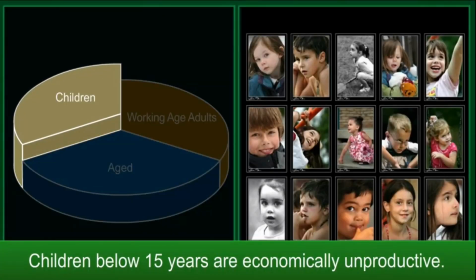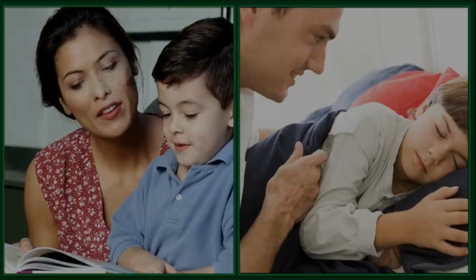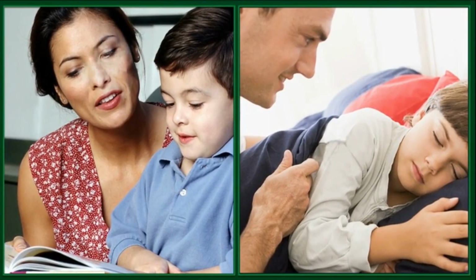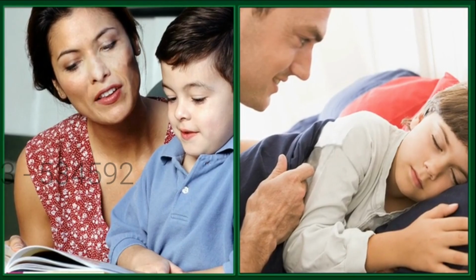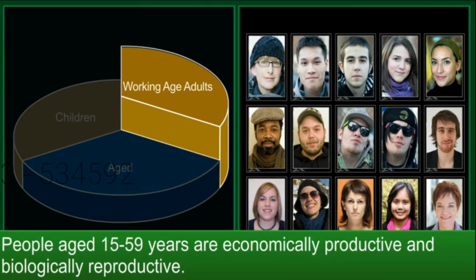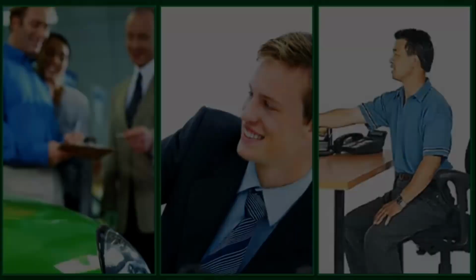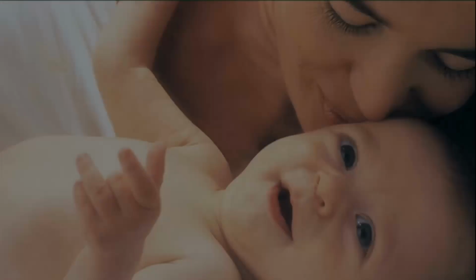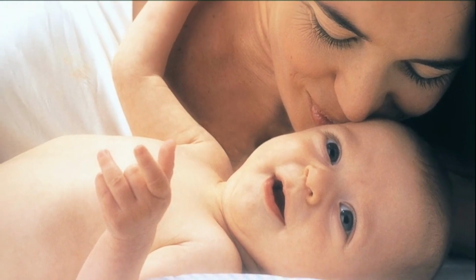The population below 15 years is economically unproductive. They need to be provided with food, clothing, education, and medical care. People between 15 and 59 years comprise the working population. They are economically productive and biologically reproductive. Thus, this age group adds to the economy and is capable of producing children.